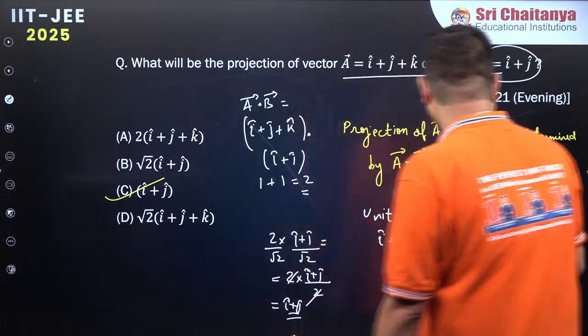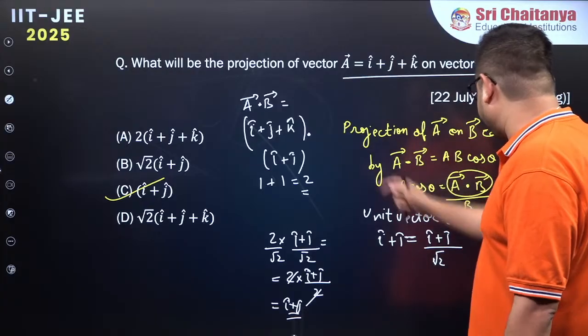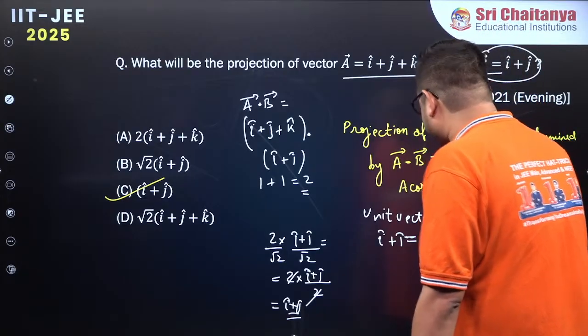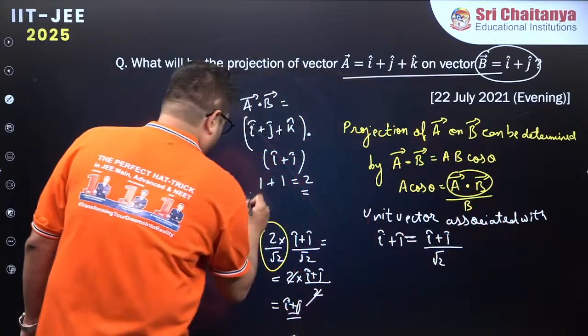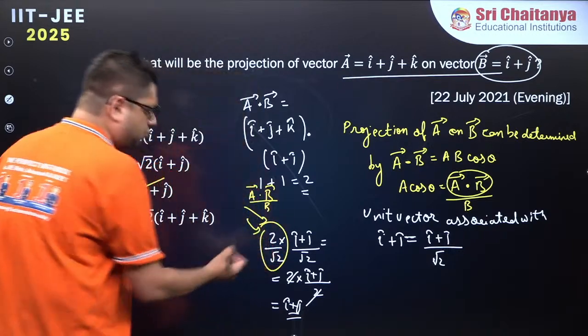So we are able to find out this A dot B. This A dot B is successfully calculated over there. But now you need to find out this. Already A dot B by B was there, right? So that's why I wrote down this is nothing but A dot B by B. This is what the value was, 2 by root 2.